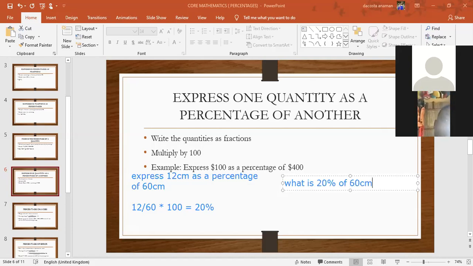What is 20% of 60 centimeters? Is it 12 centimeters? Okay, nice one.